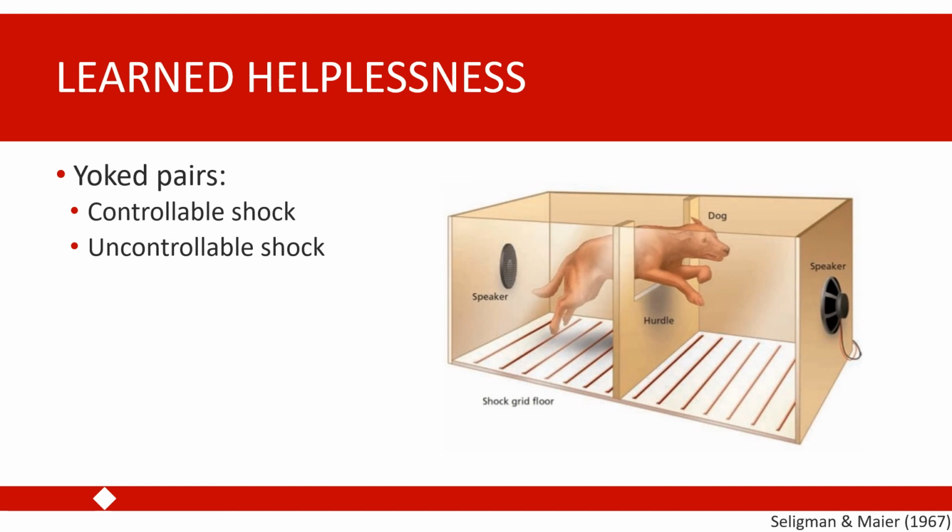This learned helplessness model has been applied to depression in humans by suggesting that individuals who experience uncontrollable aversive stressors, so negative life events that they are not able to control, decrease their behavior and are less likely to engage in behaviors that will help reduce stress in future situations, much like we saw with the dogs in the uncontrollable shock group.